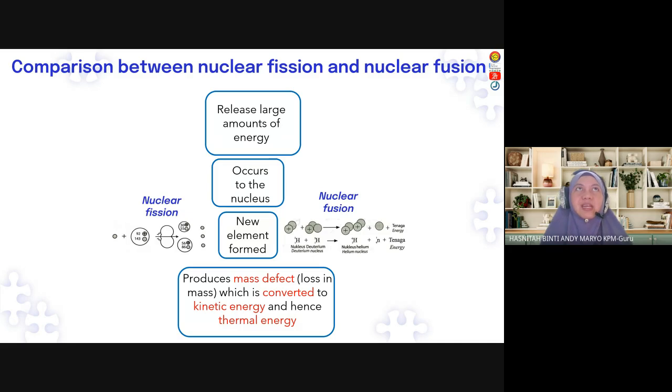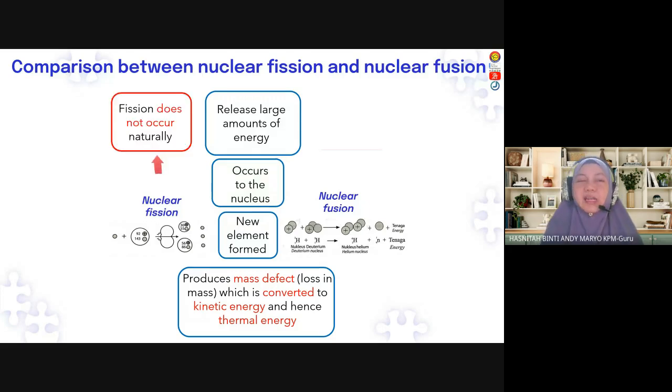So actually, this mass is not lost to the surroundings. The mass defect is the mass of the particle that converted into kinetic energy. So mass defect is equal to the kinetic energy produced in this reaction. Okay, what about the differences?